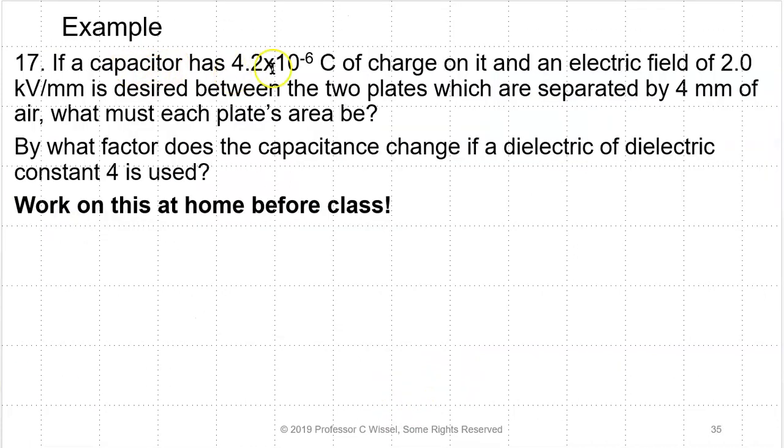So here's an example. If a capacitor has 4.2 times 10 to the minus 6 coulombs of charge on it, and an electric field of 2 kilovolts per millimeter is desired between the two plates, which are separated by 4 millimeters of air, what must each plate's area be? By what factor does this capacitance change if a dielectric with constant 4 is used?